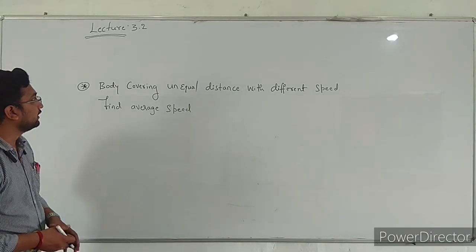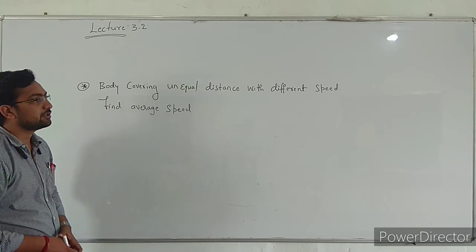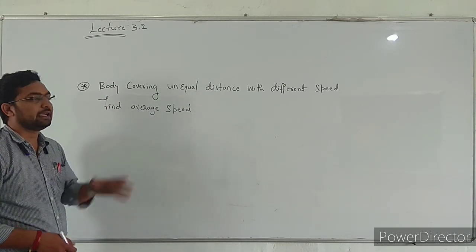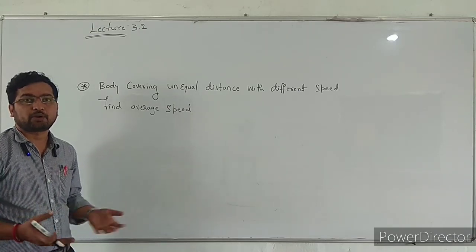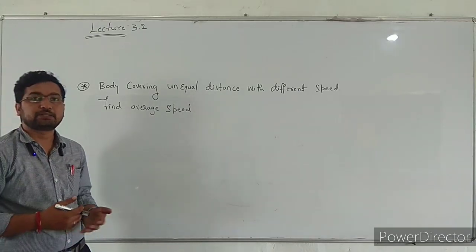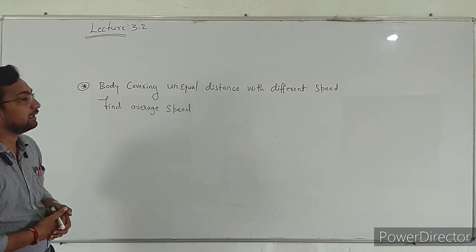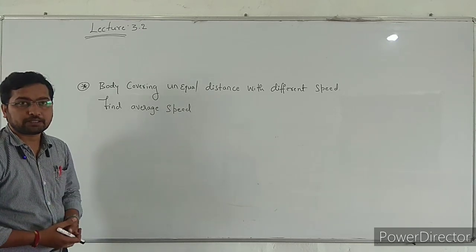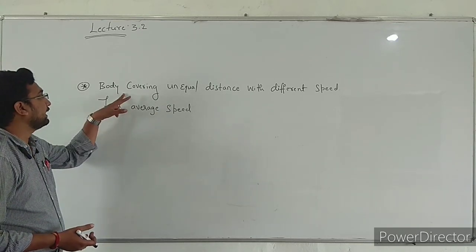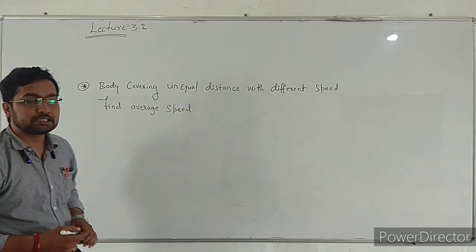Okay. See, in this case, a body covers unequal distances with different speeds, and we find the average speed. Already we know the formula to calculate the average speed: total distance by total time taken. But in this case, the body covers unequal distances with different speeds.